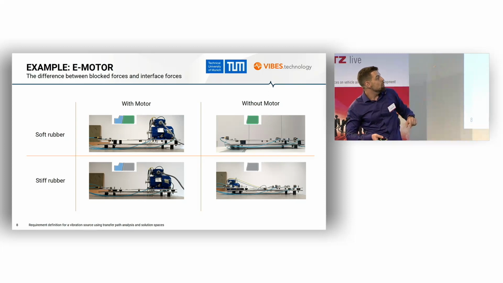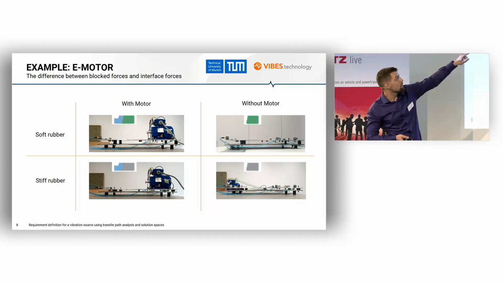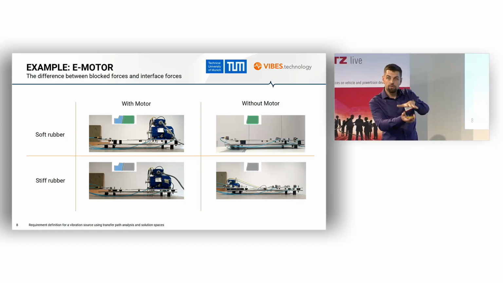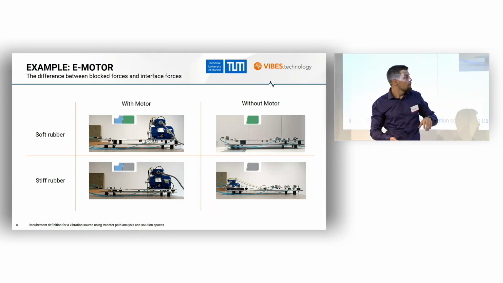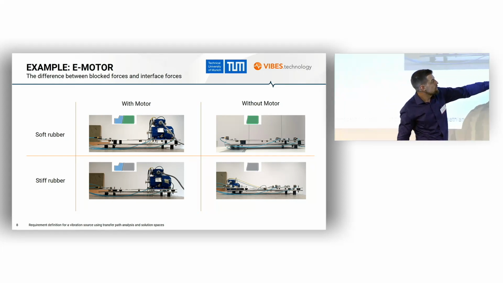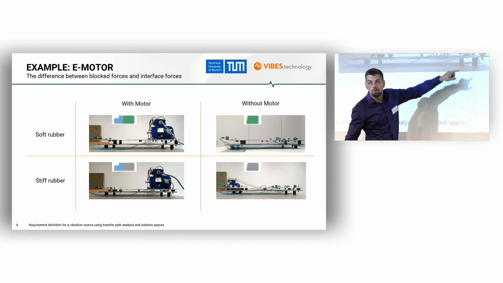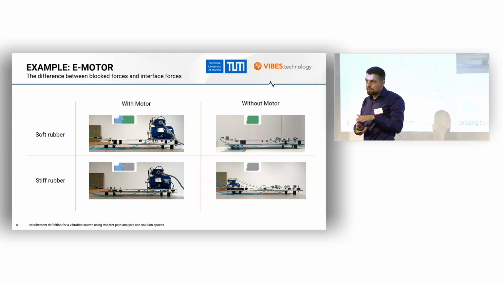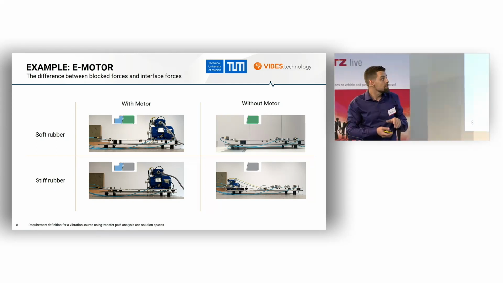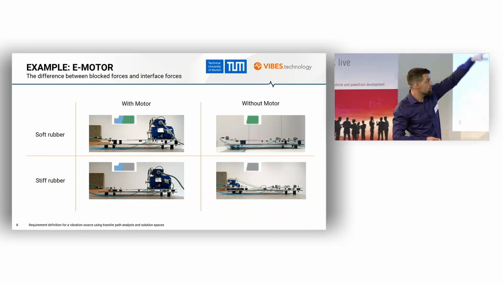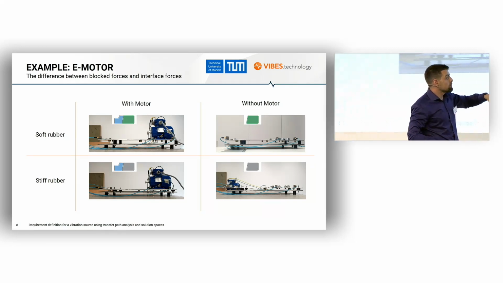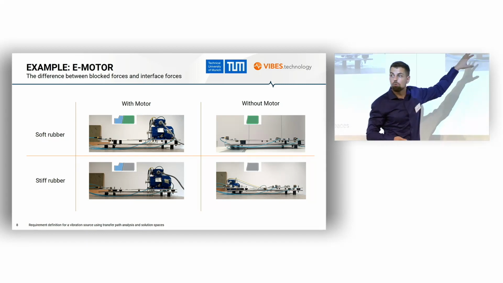That's basically a small e-motor that you see. On the top left picture, it is mounted on a receiver structure of 2 plates with rubber bushings. And in the bottom picture, it's attached to a different receiver, which is again these 2 plates, but with very thin and stiff rubber bushings in the middle. So the receiver has very different structural dynamics. We determine with the in situ method the blocked forces in these 2 different receiver conditions, and also with a classical TPA approach, we determine the interface forces.